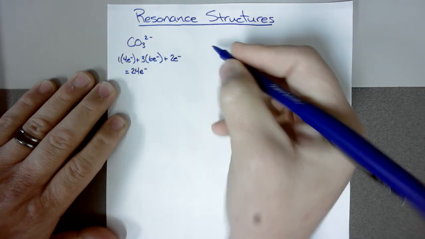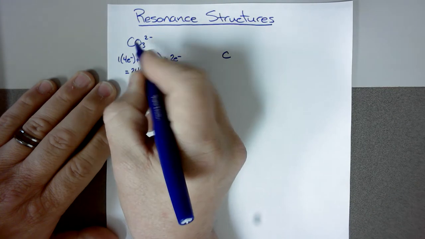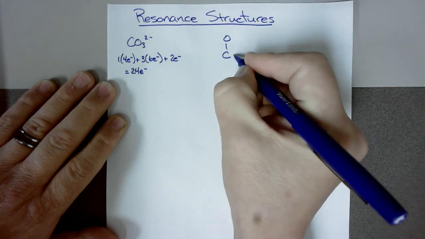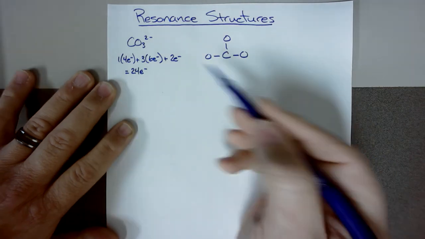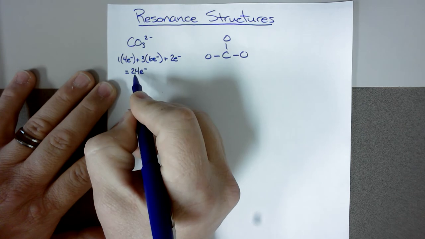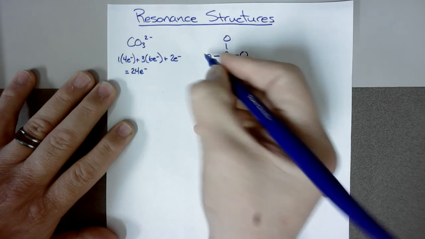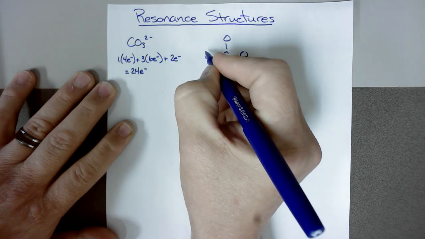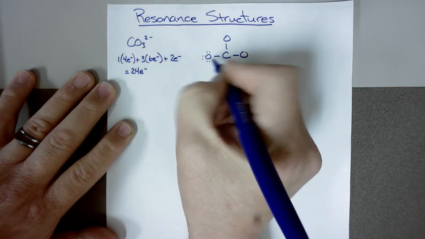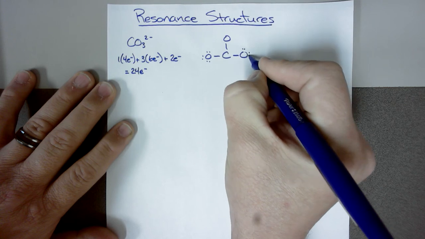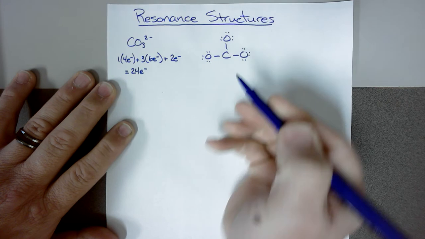Okay, so carbon will go in the center. And then we have 3 oxygens, so I'm going to make my skeletal structure with the 3 oxygens. Then I'm going to place electrons until I get to 24 electrons on the outer elements. And so we have 2, 4, 6, 8, 10, 12, 14, 16, 18, 20, 22, 24.